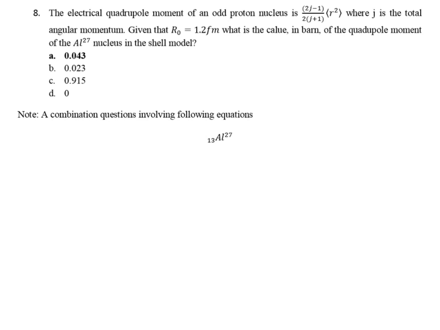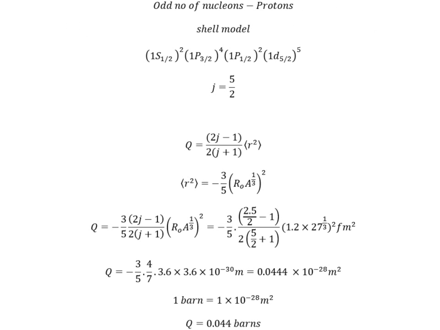Here it is again a combination question of equations, such as r is equal to r0 A raised to 1 by 3, the equation for the average value of r square, and finding the j value using the shell model. Now first of all, we have to understand that aluminum 27 has 13 protons in it, and that prior knowledge is important to solve this.